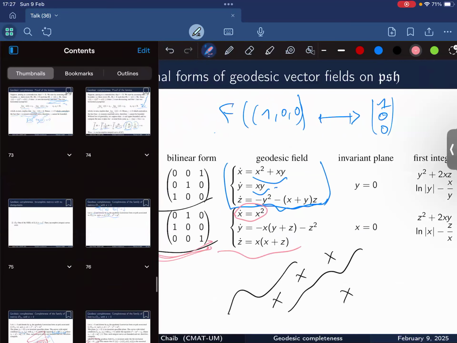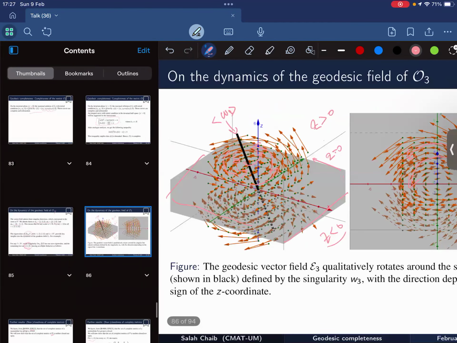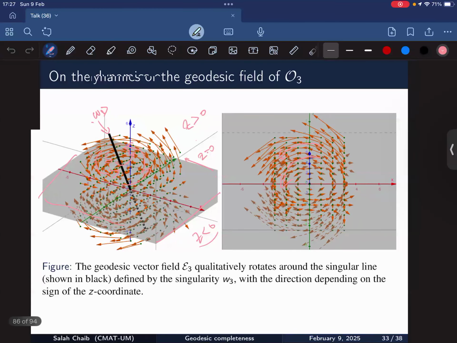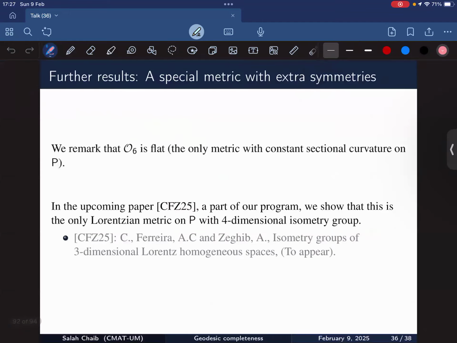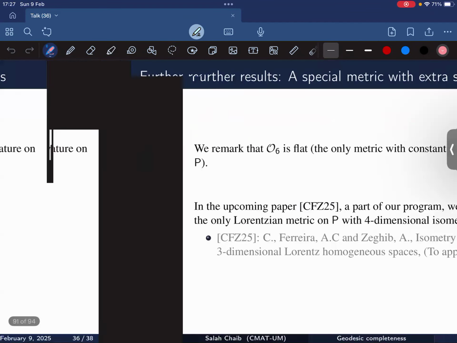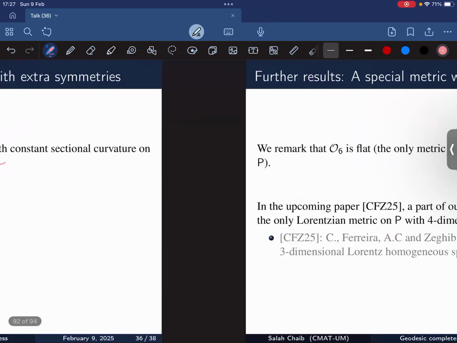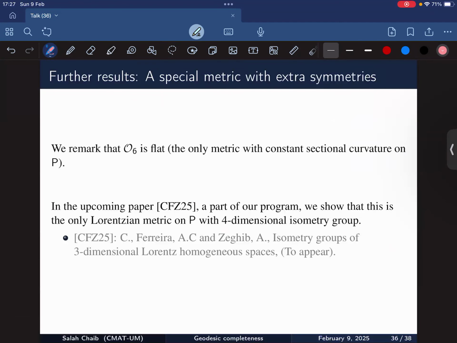However, for the isometry group, we show that it is flat, and it's the only metric with constant sectional curvature. And for its isometry group, we show in another upcoming paper that it is the only one which has 4-dimensional isometry group. So it's the only one with extra symmetry.